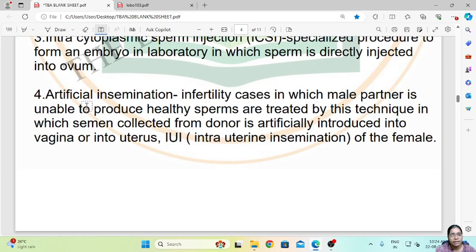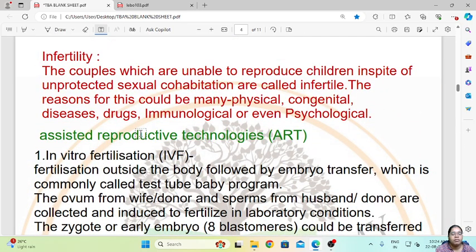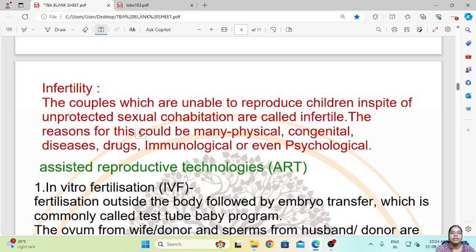Then the fourth technique is artificial insemination. Infertility cases in which the male partner is unable to produce healthy sperms are treated by this technique, in which the semen collected from the donors is artificially introduced into the vagina or the uterus, IUI, intrauterine insemination of the female. So these are some of the assisted reproductive technologies which we can use to overcome infertility in human beings.